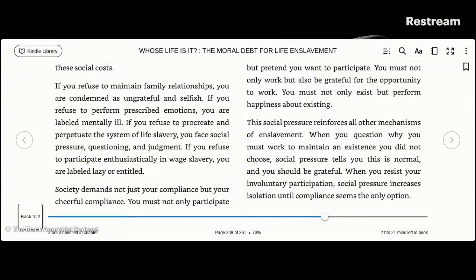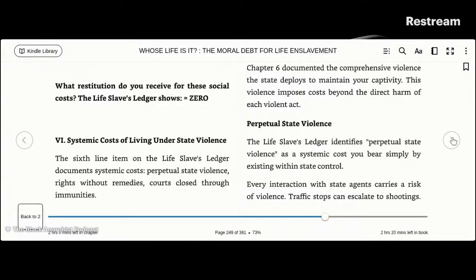This social pressure reinforces all mechanisms of enslavement. When you question why you must work to maintain an existence you did not choose, social pressure tells you this is normal and you should be grateful. When you resist your involuntary participation, social pressure increases isolation until compliance seems the only option. What restitution do you receive for these social costs? The Life Slave Ledger shows zero.